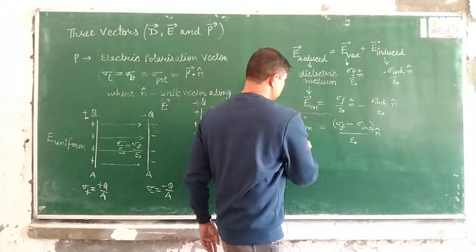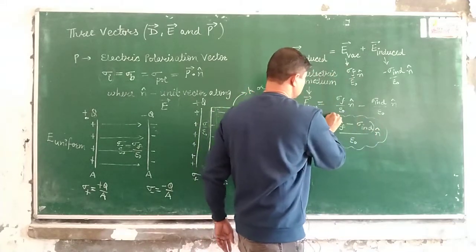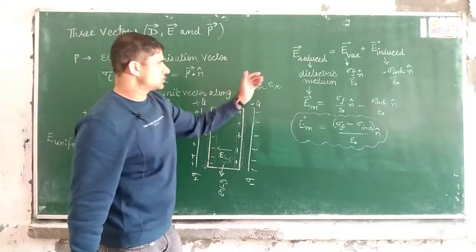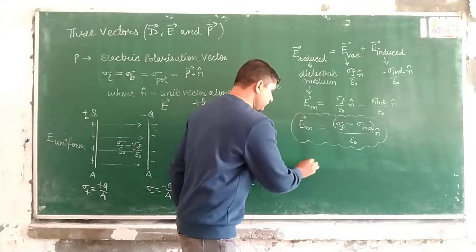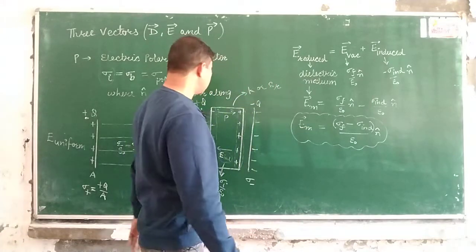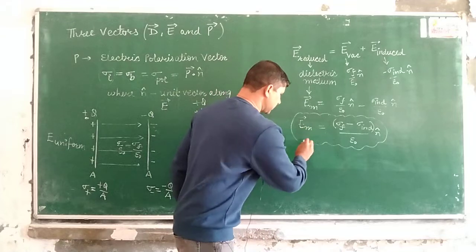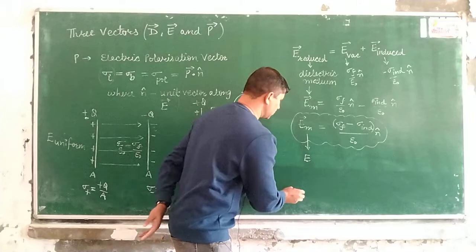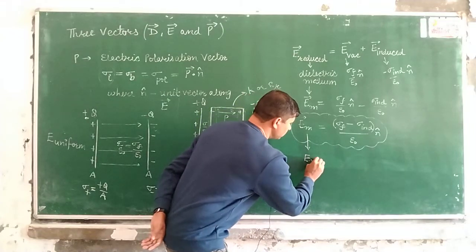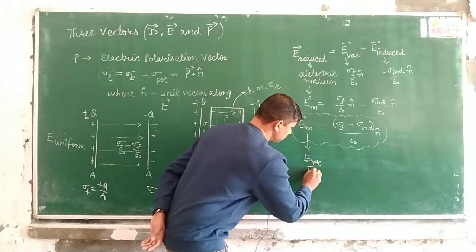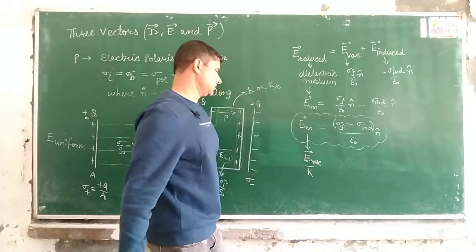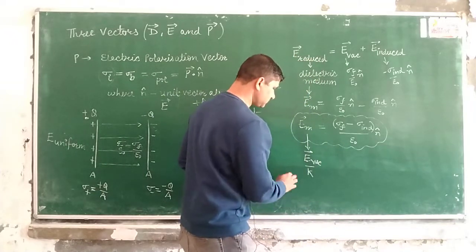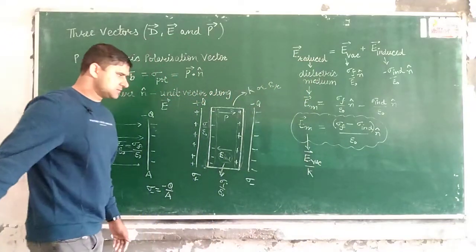So this is the electric field which is in the dielectric medium, or reduced electric field. And if you write it in terms of dielectric constant, then this electric field will be equal to E in the vacuum divided by vector K. So this is how you can adjust these values and this relation.